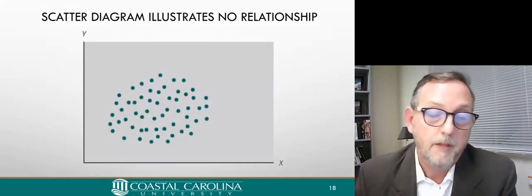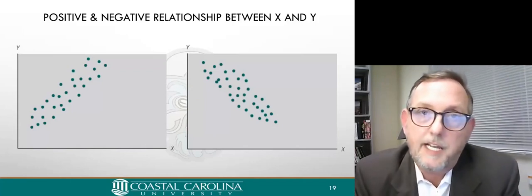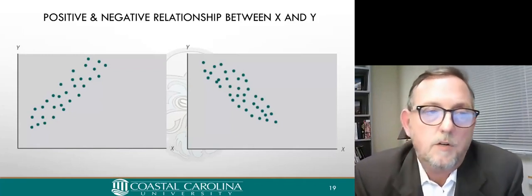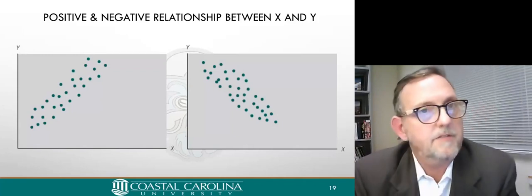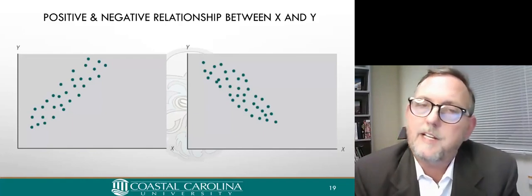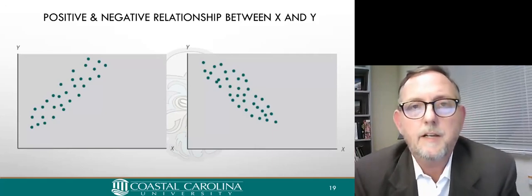A positive or a negative linear relationship might indicate themselves by being graphed in these ways. On the left, we have a positive relationship, that's the direction of this relationship. On the right, we have two variables that are negatively related.